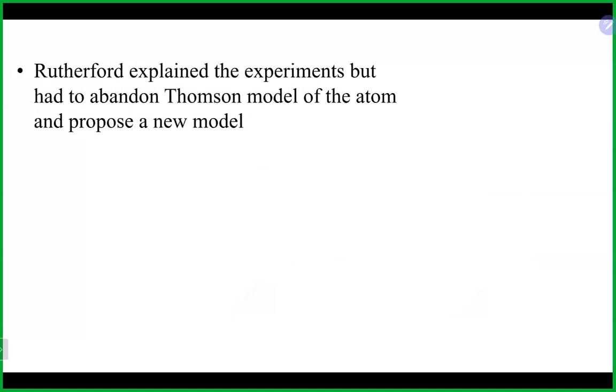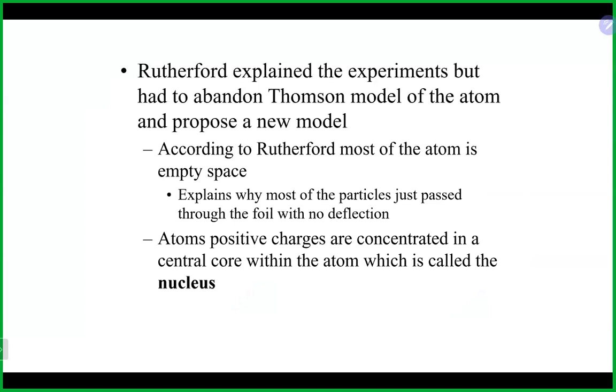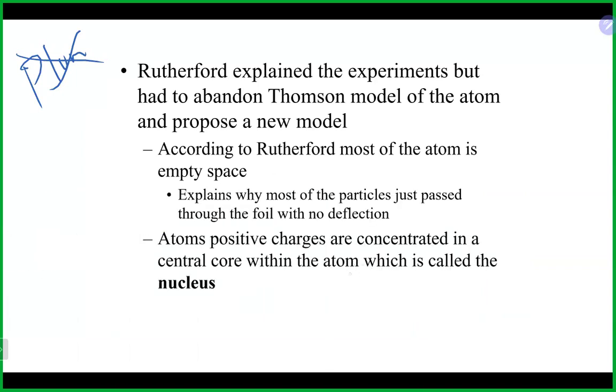So they had to abandon Thomson's model of the atom and say, well, that plum pudding model is not so correct, and come up with a new explanation about the atom. They said that the atom is mostly empty space, and that's what accounted for all of those alpha particles sailing through.